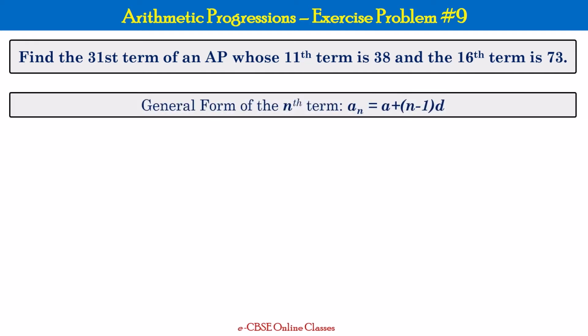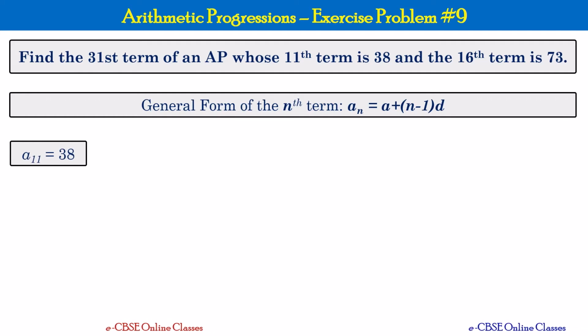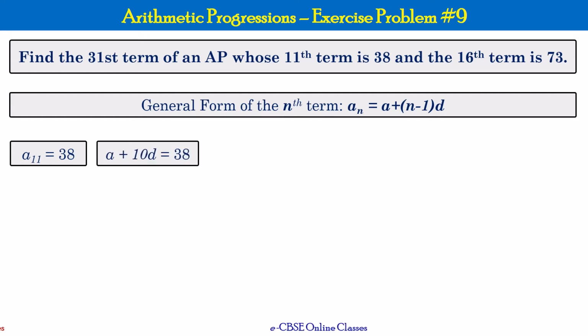Again, the common form of the nth term, that's what we need to use. We are given the 11th term as 38. The 11th term is nothing but A plus 10D. So A plus 10D is equal to 38. Let us call that equation 1.